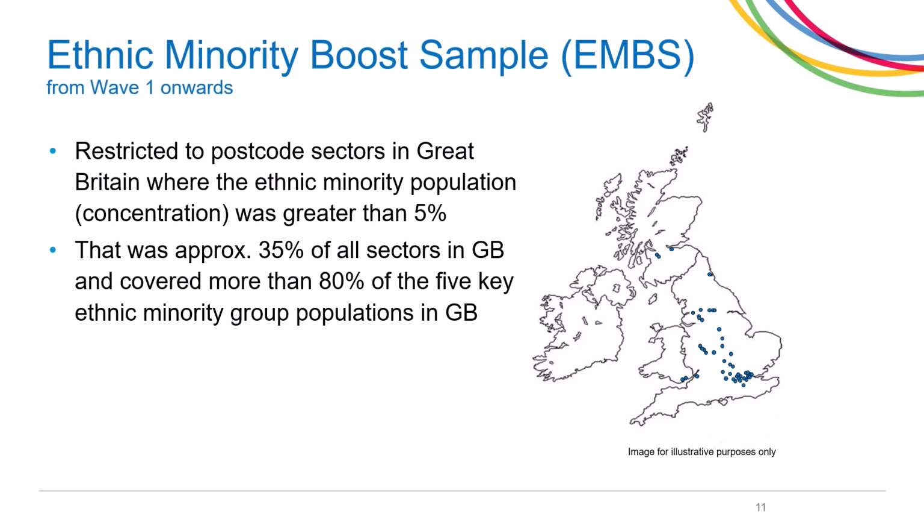To manage the costs, sampling was restricted to areas in Great Britain where the ethnic minority population was greater than 5%. That was approximately 35% of all areas in Great Britain and covered more than 80% of the 5 key ethnic group populations in Great Britain.